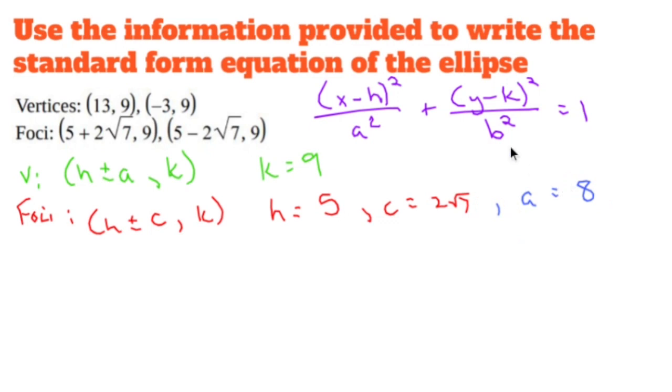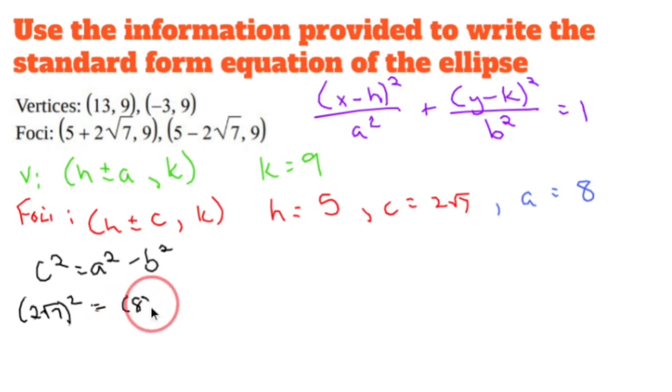Now, do I have all the information that I need? I do not, because I don't know what b is yet. I have a, I have c. Well, what we do know is I can find b, and it's not too bad. So c squared equals a squared minus b squared. c is 2 root 7, so (2 root 7) squared equals a, which is 8, so 8 squared minus b squared.